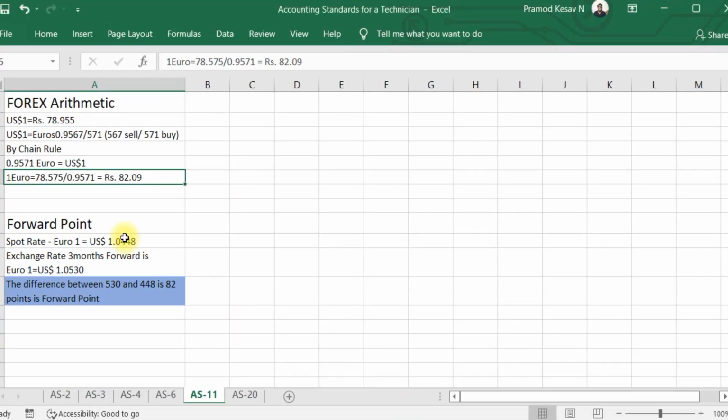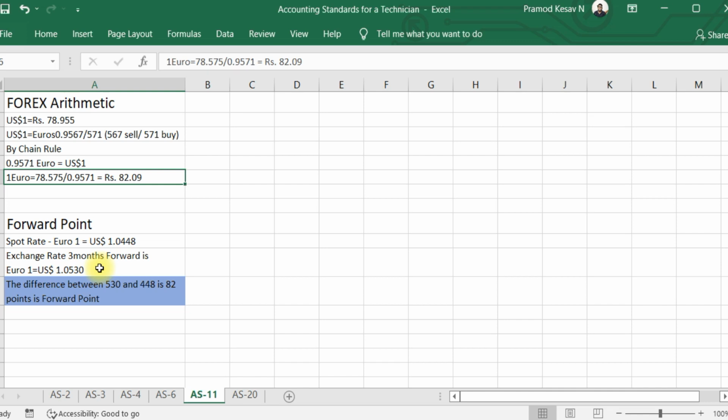So let us assume that there is a spot rate of US to Euro, which is Euro 1 is US dollar 1.0448. That is the spot rate. Now, exchange rate 3 months forward is Euro 1 is US dollar 1.0530.